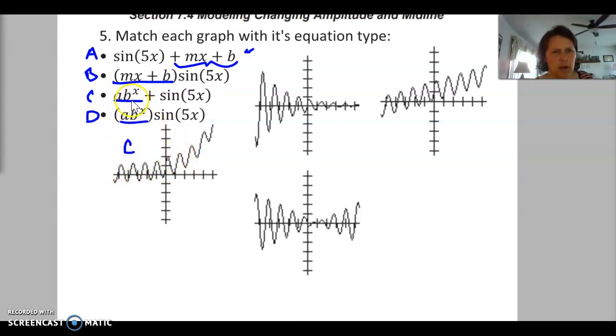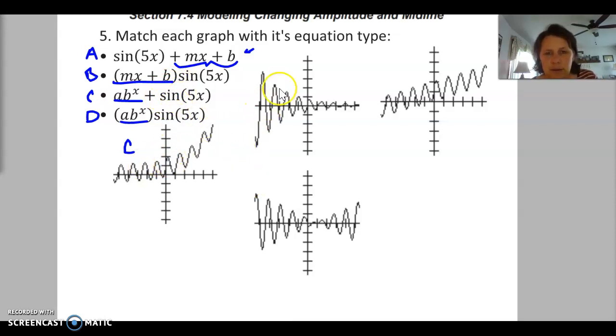Now this is where they put that midline in front, like I said at the beginning of the first video. Sometimes they tack that midline on to the front. So just be aware and notice that in this one, the midline is in the front. There's a plus there. It's not being multiplied like the amplitude. So make sure you notice the difference between those two.